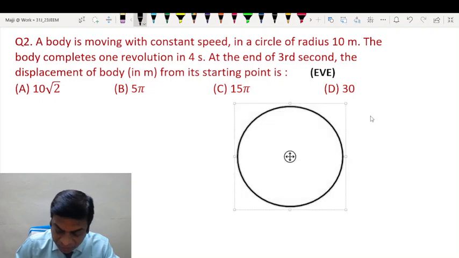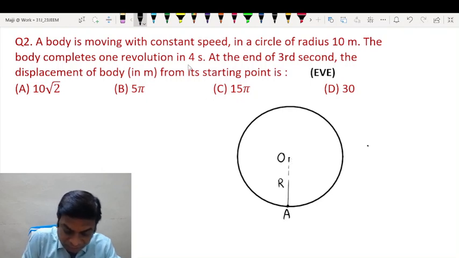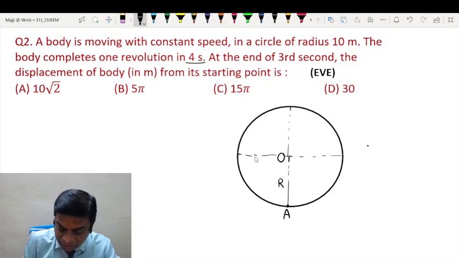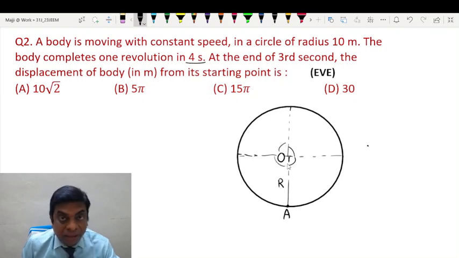As you can see, it is moving along a circular path. Let us say that the body starts from point A. O is the center, R is the radius. Now as you can see, it is given that the period of revolution is 4 seconds. So each quarter takes a time of 1 second to describe, because 4 seconds means 90 degree, 90 degree, 90 degree, 90 degree.